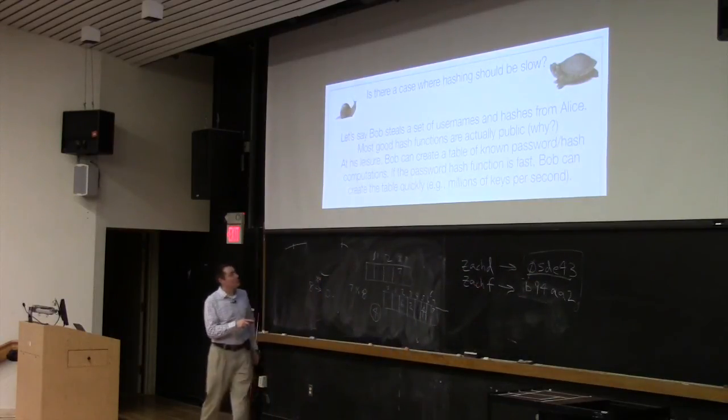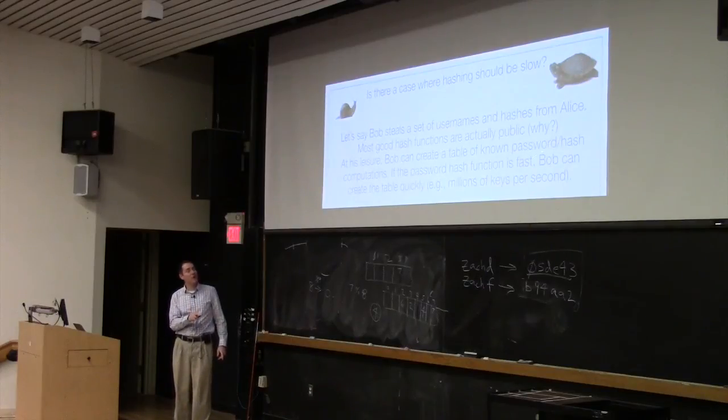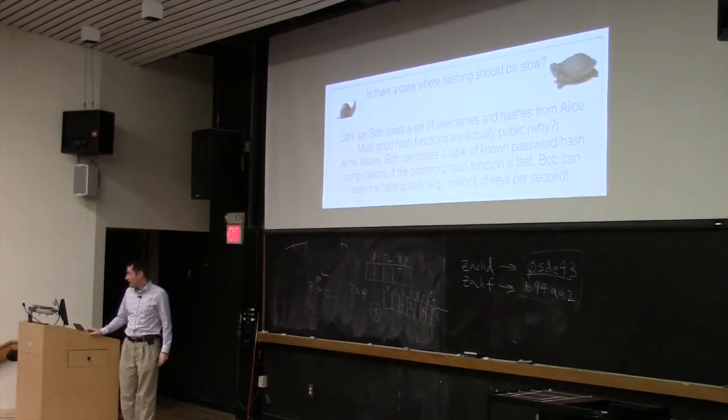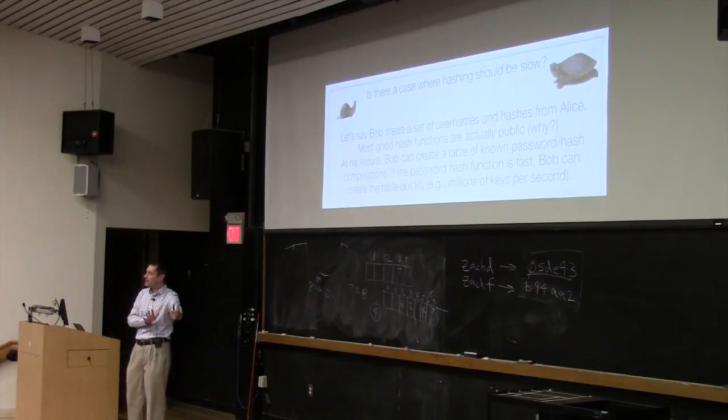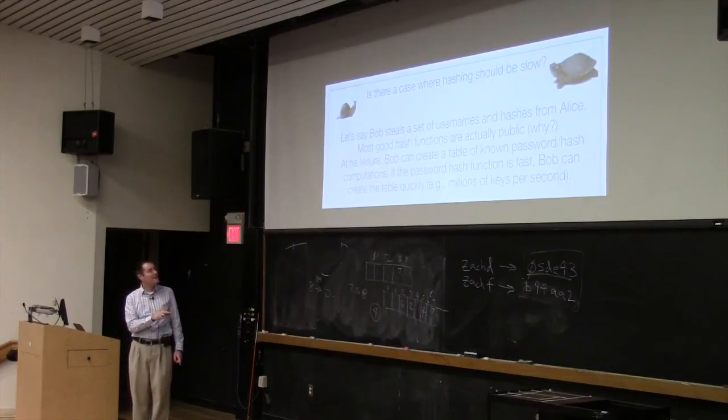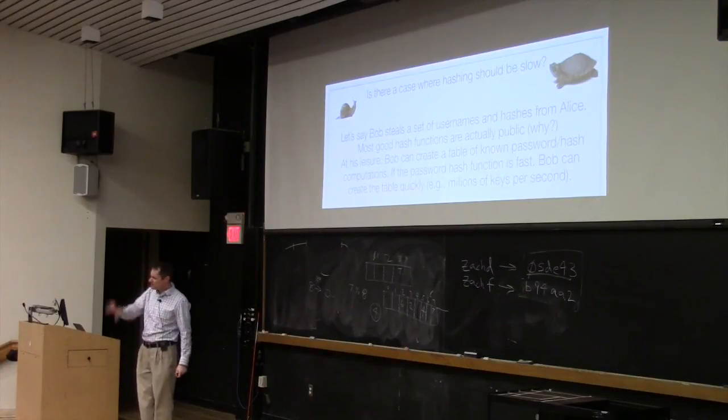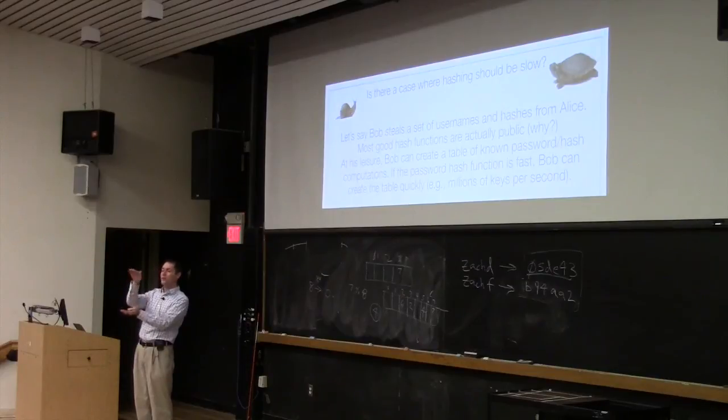What Bob can do is create a table of known password hashes, and at his leisure, have his computer go from password to hash. And then how does he figure out what your password is? It's brute force. He says, okay, I've got this list of hashes. Does anybody else have this hash? Because he's got all the hashes, he goes to the hash and says, oh, I now know the hash based on this password that I figured out by running all these tests.